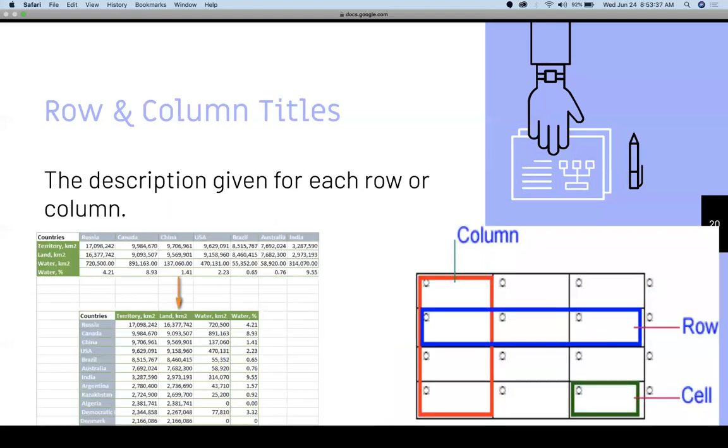So, row and column titles are the description given for the row or column, and we can see that picture at the bottom showing us those titles, right? We have countries, those names for the countries, Russia, Canada, China, USA, and so on. Those would be the row titles, while the column titles would be territory, land, water. And over to the right, we can see a better illustration of a column, a row, and a cell, which is just one block of information.